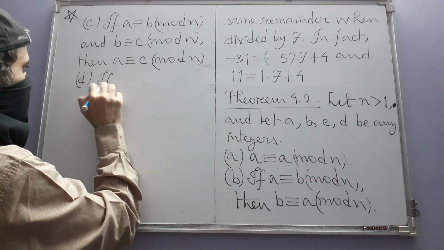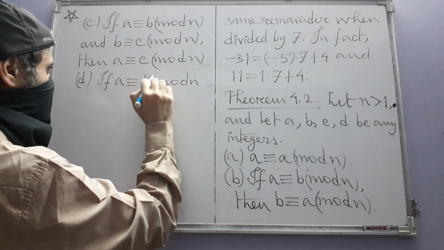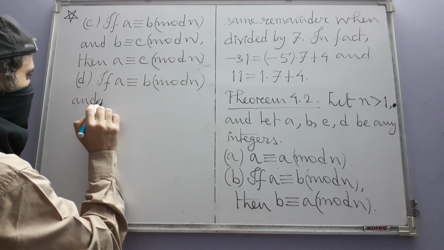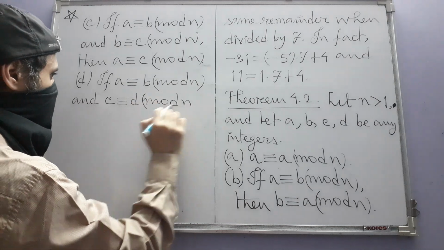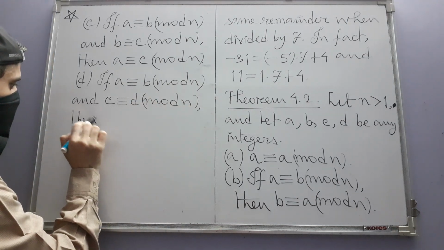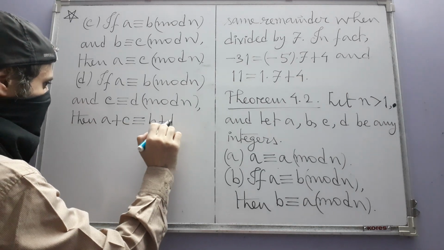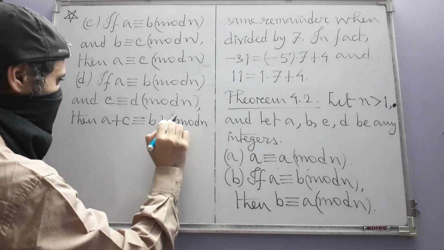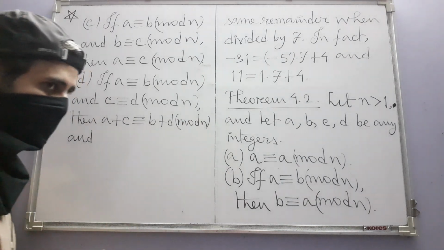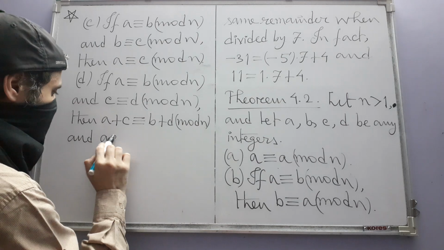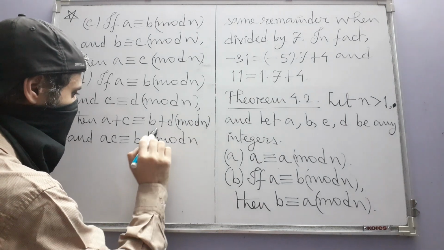If A is congruent to B mod n and C is congruent to D mod n, then A plus C is congruent to B plus D mod n. And you can also multiply congruences as if they are equations. AC is congruent to BD mod n.